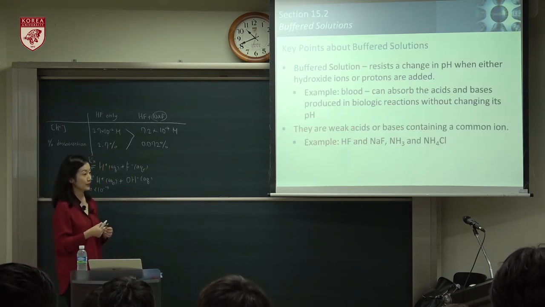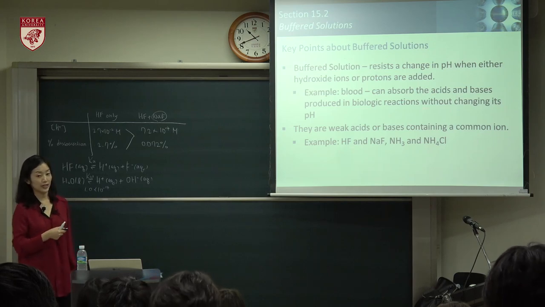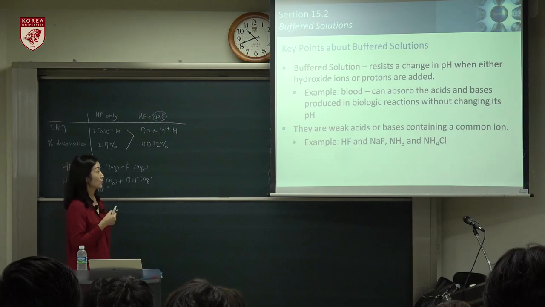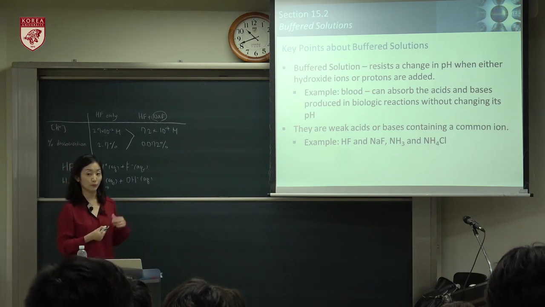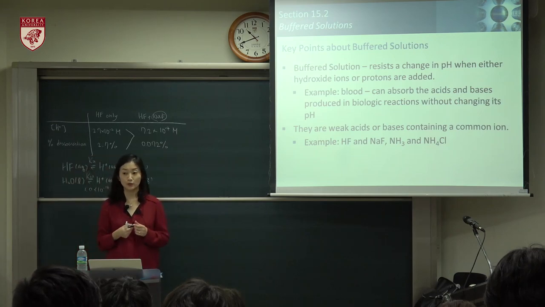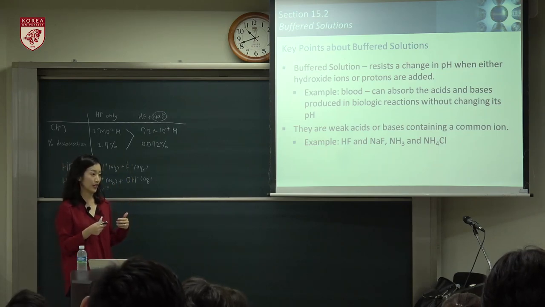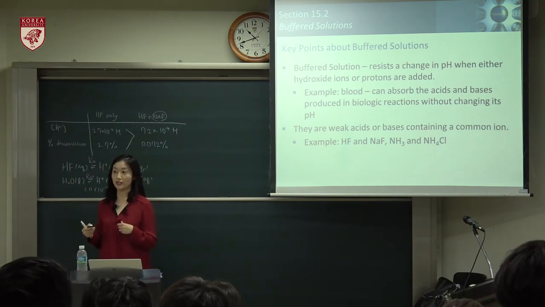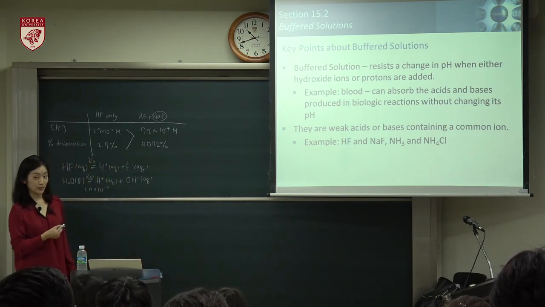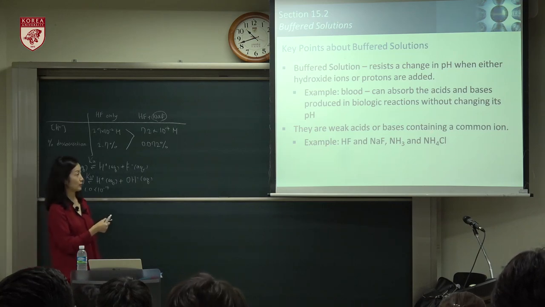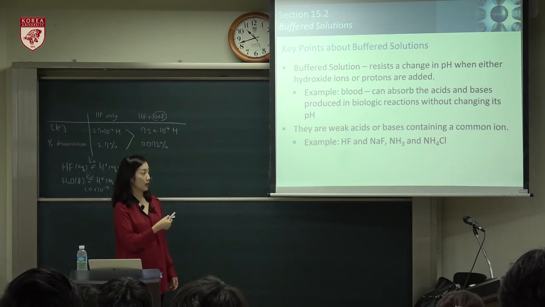Again, the most important application of the common ion effect is for buffering. A buffer solution resists a change in pH when either hydroxide ions or protons are added. The most important practical example of a buffer solution is our blood, which can absorb the acids and bases produced in biological reactions without changing its pH. Maintaining a constant pH in our blood is very important because our cells can survive only in a very narrow range of pH. So buffer solutions are either weak acids or bases with a common ion. Examples are HF and NaF. Another example could be a weak base with its salt, ammonium chloride.